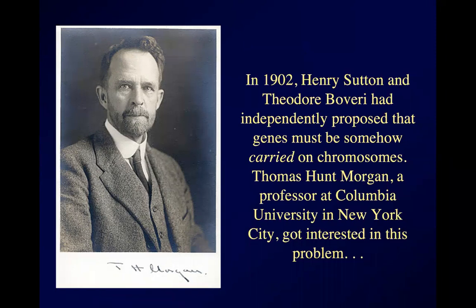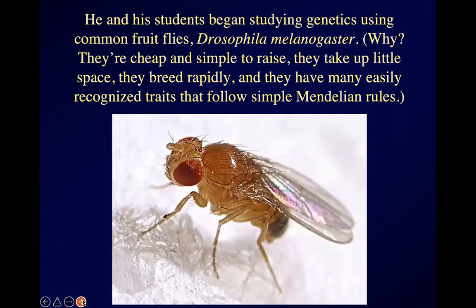This drew the attention of a professor at Columbia University in New York City, a gent named Thomas Hunt Morgan, who got interested in this problem. And he and his students started studying genetics, but instead of peas, they used fruit flies, Drosophila melanogaster. And again, this comes back to something I talked about earlier. If you want to study a problem in biology, it helps a lot if you can pick a particular species of living thing that's easy to handle for the things you need to do to study the problem.